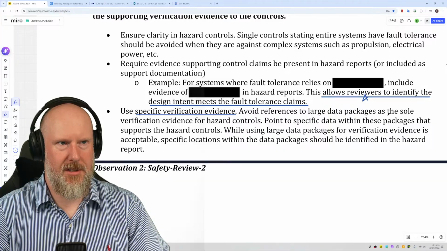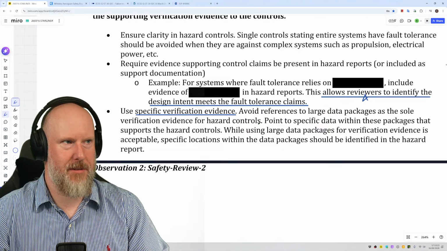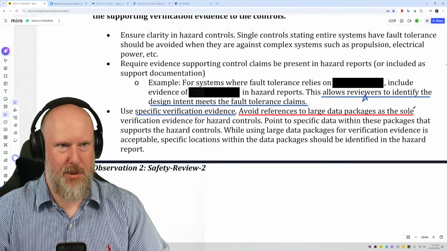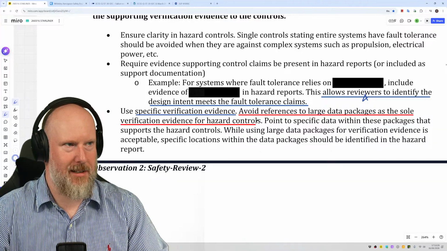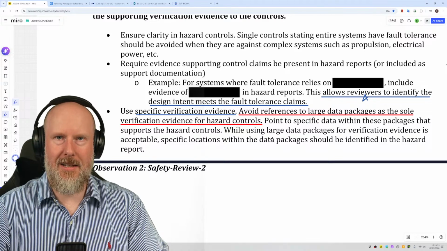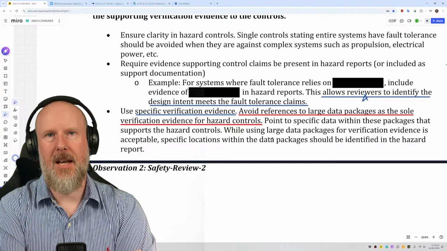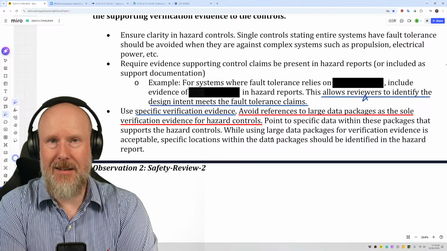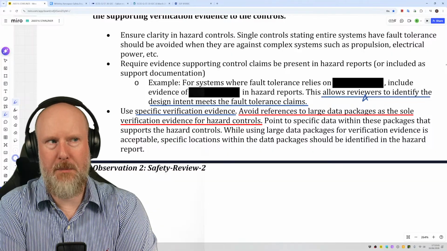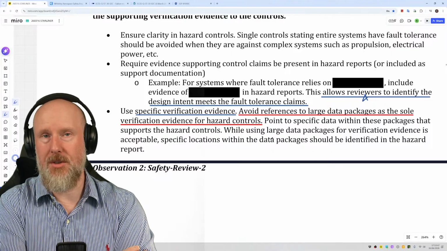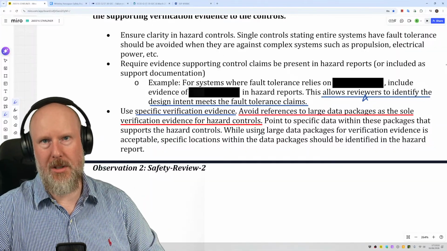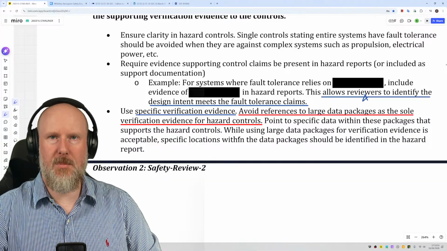Avoid references to large data packages as the sole verification evidence for hazard controls. Yeah, I mean that is one of my biggest bugbears when reviewing documents like this. If you're going to stick a reference in, make sure it's clear where in that source evidence document you're actually referring to, even down to the section heading and page number. By not doing that, you're not helping the review. In fact, you're undermining the capability of the reviewer and just costing more time and effort and rework and stress for everybody. So please be specific.